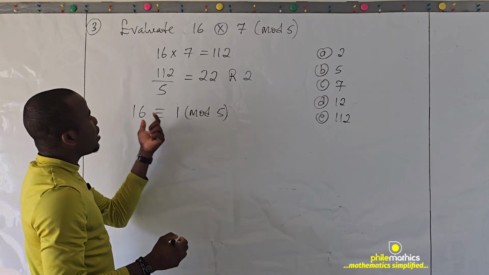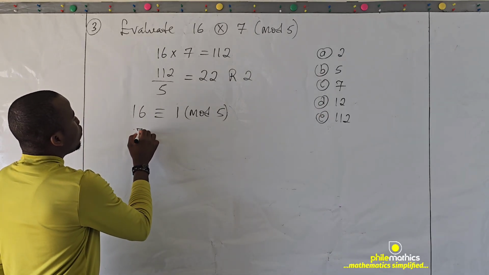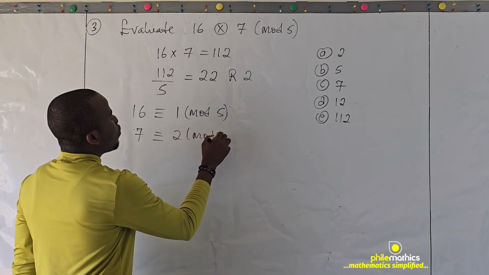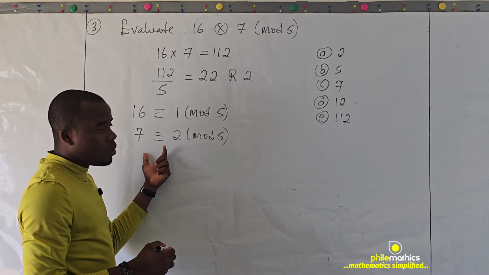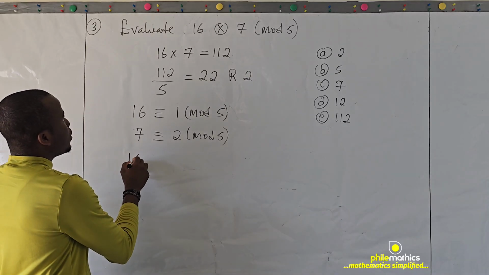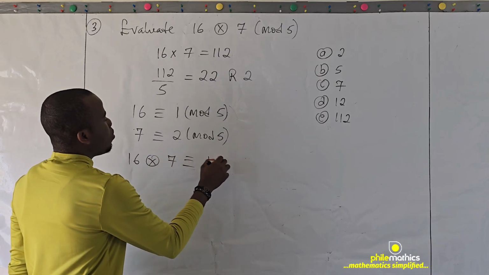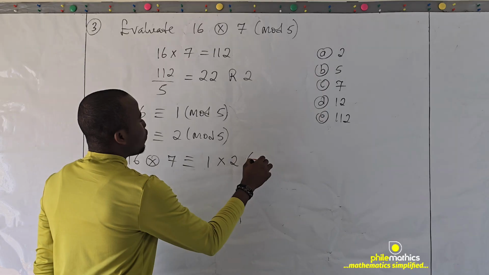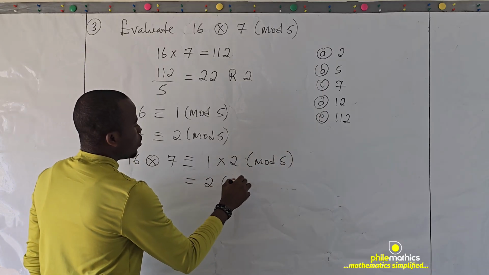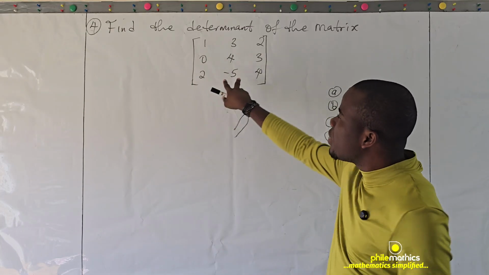Because if 5 divides 16, it is 3, remainder 1. And 7 is equivalent to 2 in modulo 5, because if 5 divides 7, it is 1, remainder 2. And so 16 multiplied by 7 is equivalent to 1 multiplied by 2 in modulo 5. And this is simply 2 modulo 5. And that's it. Find the determinant of this matrix.